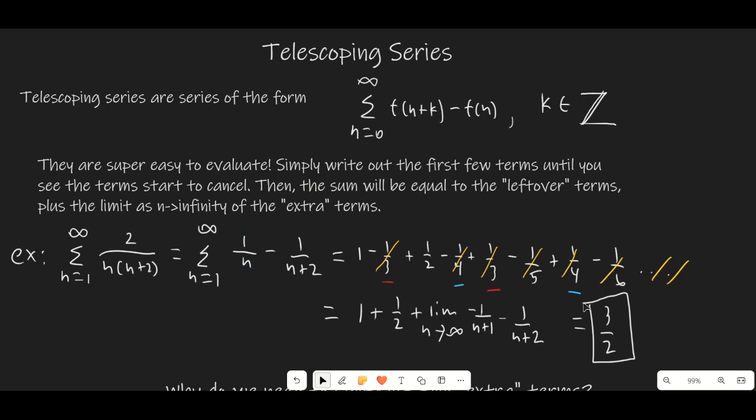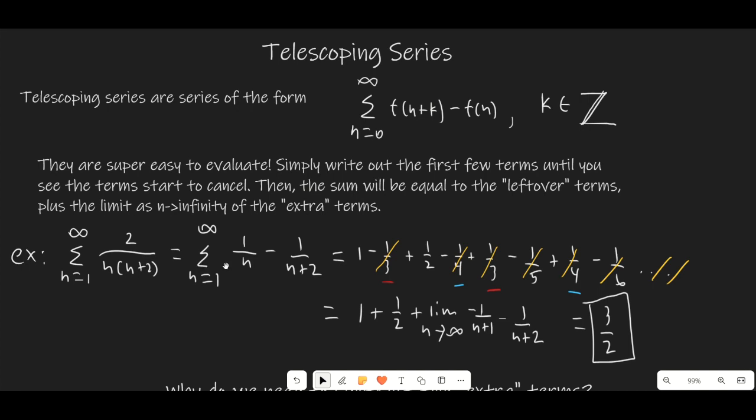So our leftover terms when n was equal to 4 were negative 1 over n plus 1 and negative 1 over n plus 2, which is negative 1/5 and negative 1/6. And as we continue going on with the summation, we're always going to have those leftover two terms at the end, which is why it's important to have this limit as n goes to infinity right here.